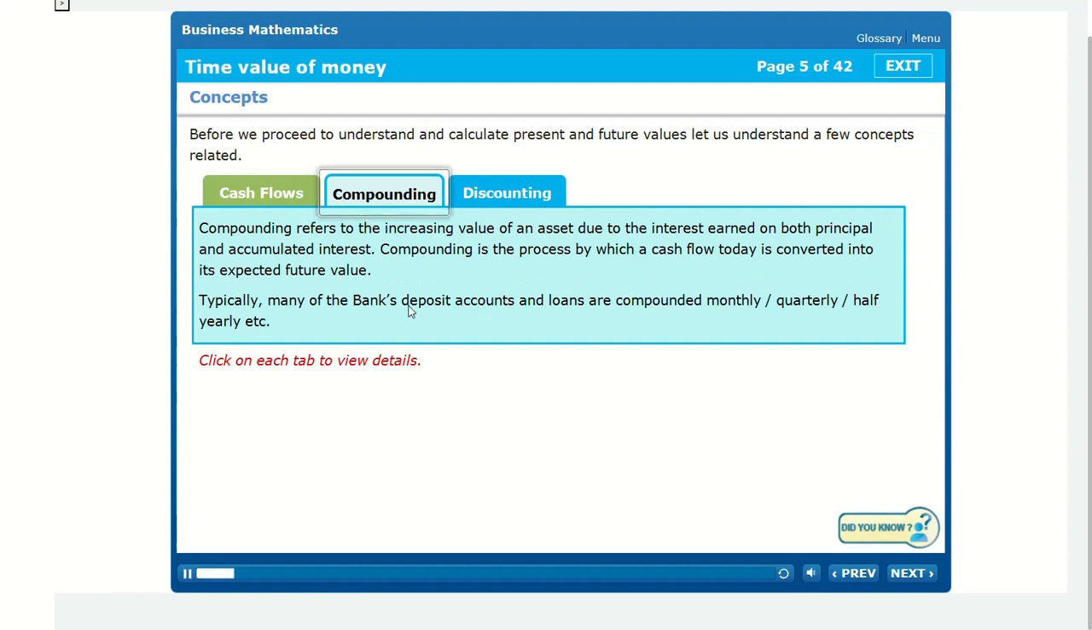Compounding. Compounding refers to the increasing value of an asset, due to the interest earned on both principal and accumulated interest. Compounding is the process by which a cash flow today is converted into its expected future value. Typically, many of the bank's deposit accounts and loans are compounded monthly or quarterly or half-yearly, etc.